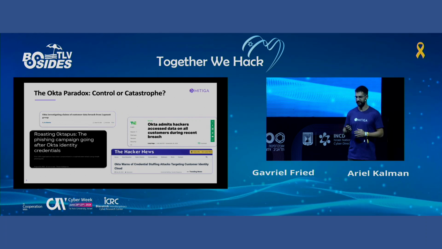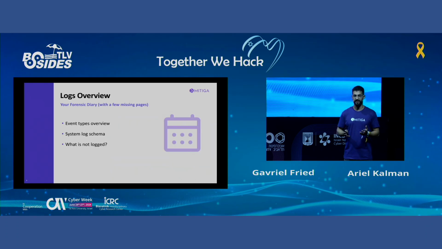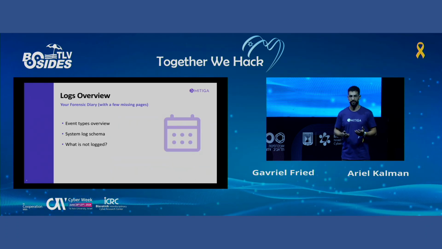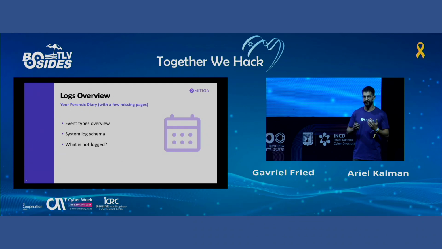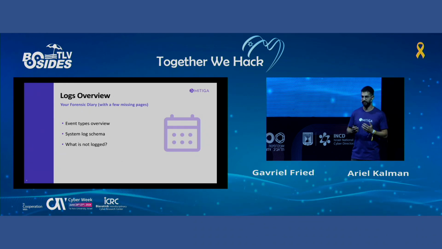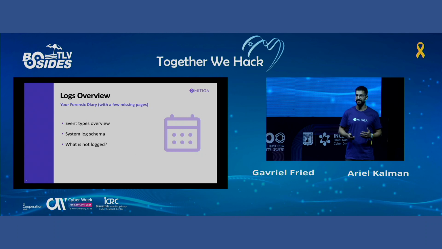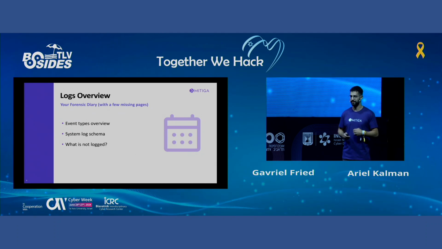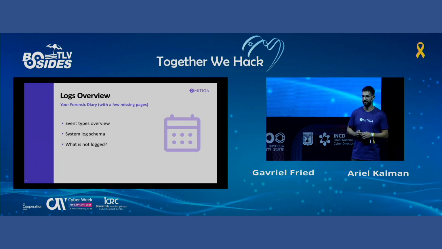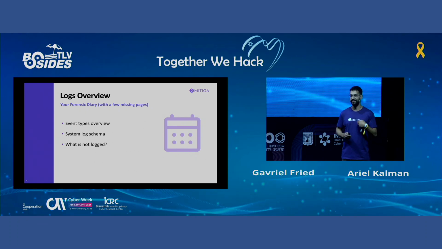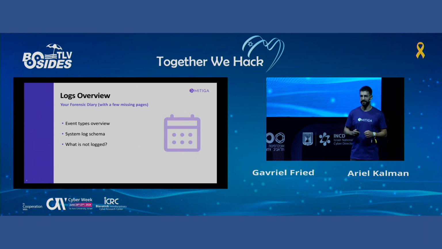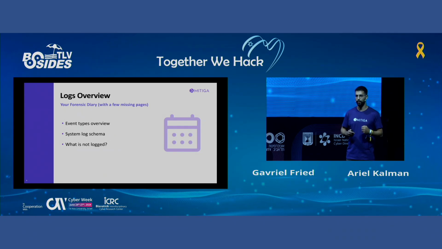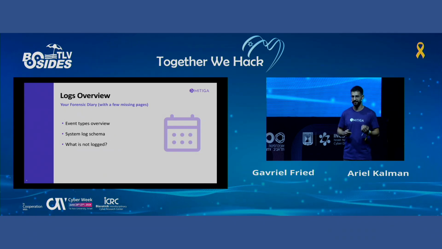Let's make it simple. In the next few slides, we'll dive into Okta logs. We'll categorize the hundreds of event types into 4 main groups to simplify it. We'll display the system log schema and highlight significant fields that hunters must know and use. Finally, we'll show you what is not logged in Okta, focusing on how the threat actors can enumerate your environment without being detected.